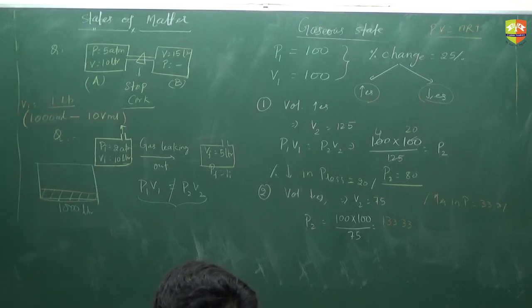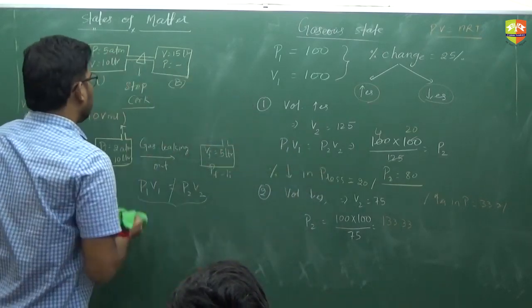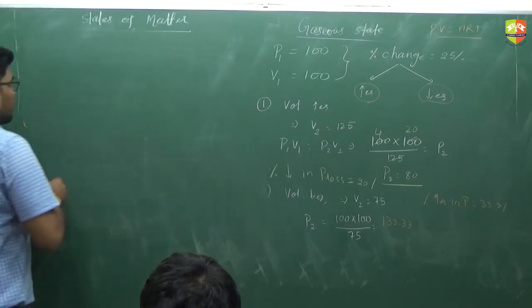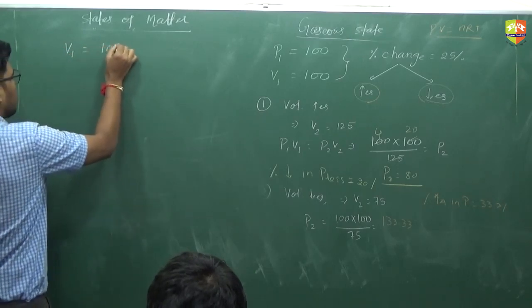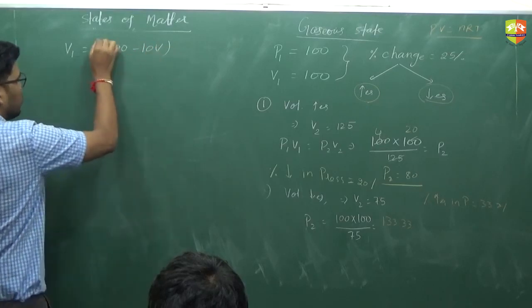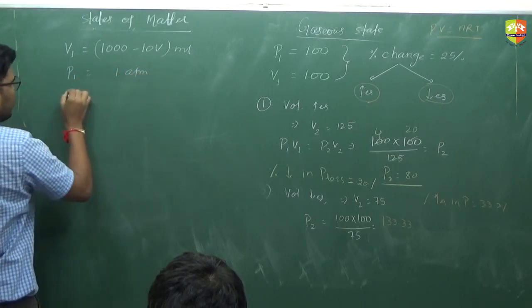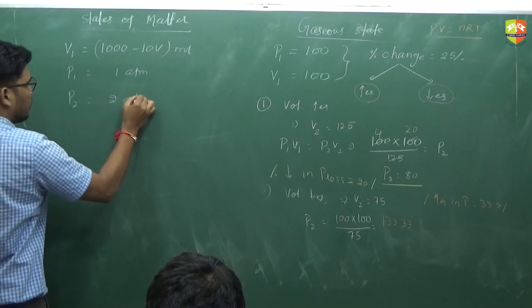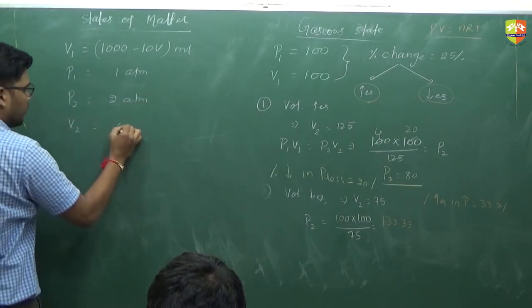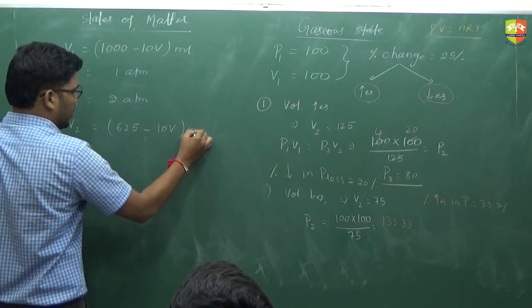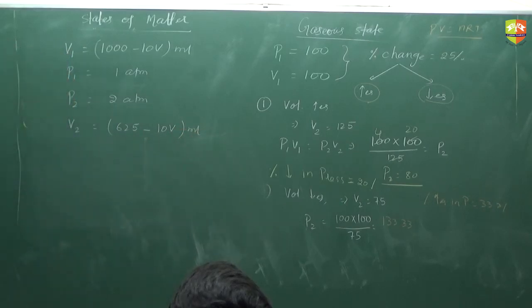Pressure is given as 1 atmosphere. P2 is a 100% increase. Initially it is 1, it becomes 2, because 100% increase is there. So V is the volume of 1 marble. The volume available for the gaseous molecules, V1, is 1000 minus 10 V in ml. P1 is given in the question, 1 atmosphere. P2, increased by 100%, becomes 2 atmospheres. V2 will be 625 minus 10 V. So 625 ml, I am taking it.